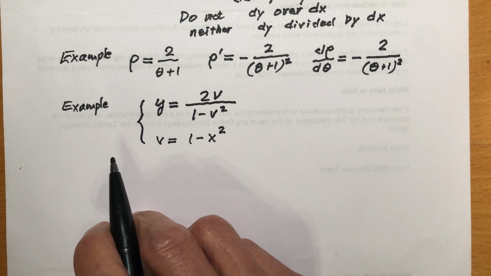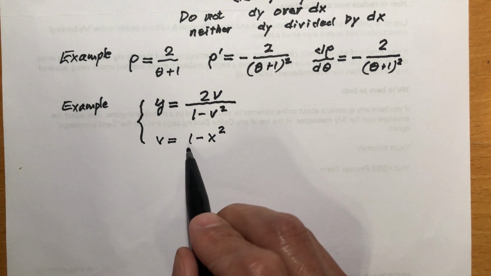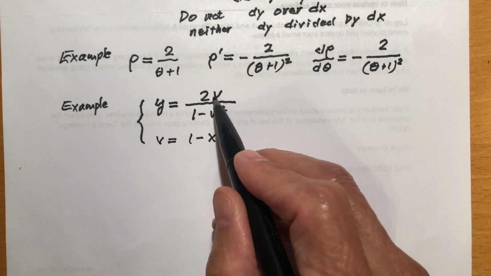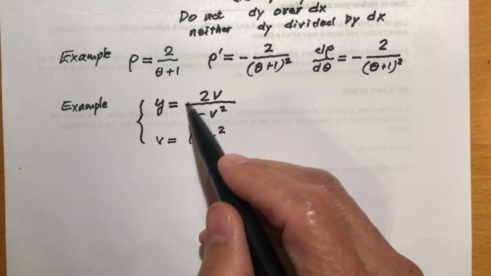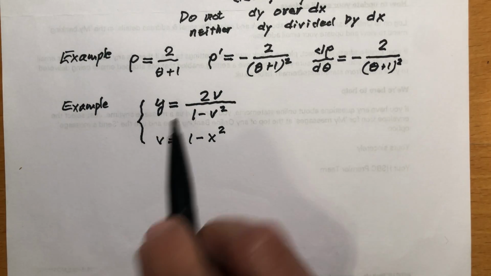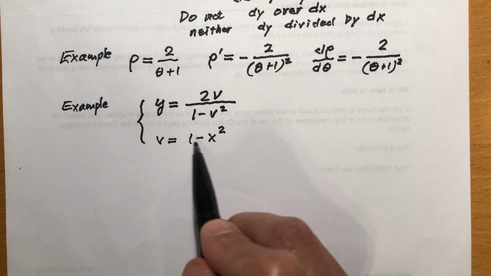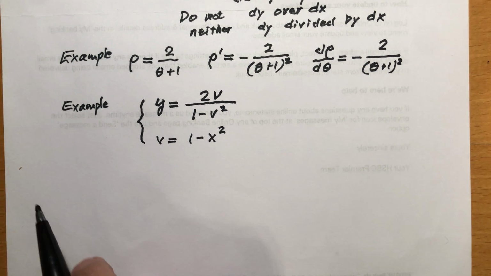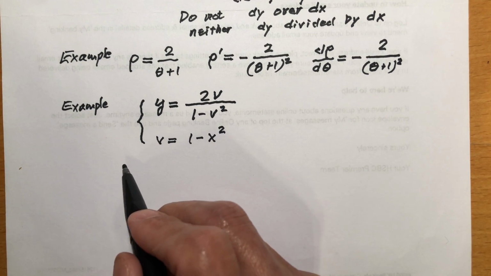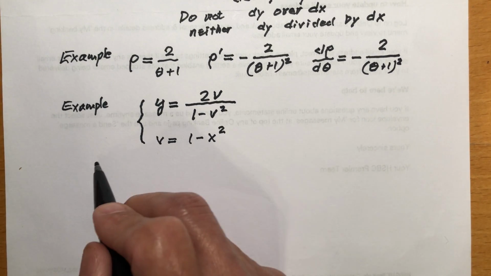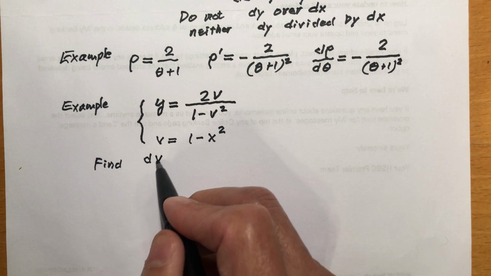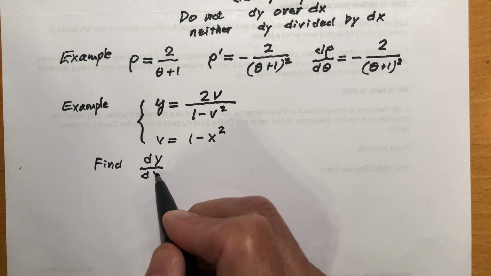Because you can substitute 1 minus x squared into this v and also into this v. And the result, on the right-hand side, you have x. On the left-hand side, you have y. Therefore, eventually, after you substitute, y is a function of x. So I want to find dy by dx.